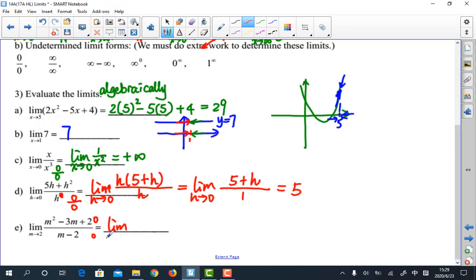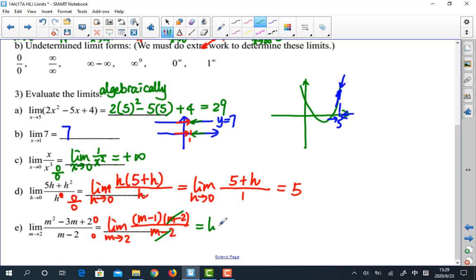So since it's a rational function, I need to think about factoring and simplifying in order to find its limits. Can I factor the numerator? Yes, it's m minus 1 times m minus 2. And there's nothing we can do to factor the denominator. Let's keep the denominator. Can we reduce the fraction to the lowest term? Yes, we can. m minus 2, m minus 2. It's the GCF between the numerator and the denominator. We can cancel these two out.